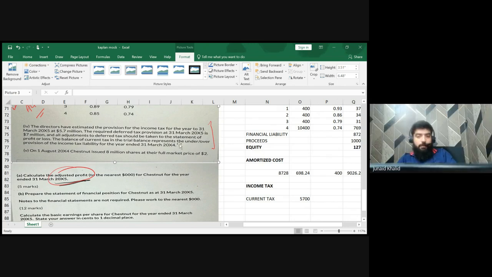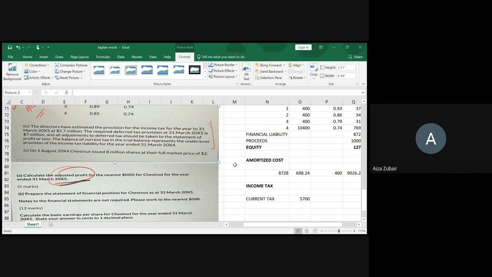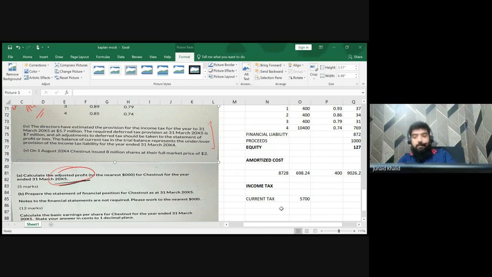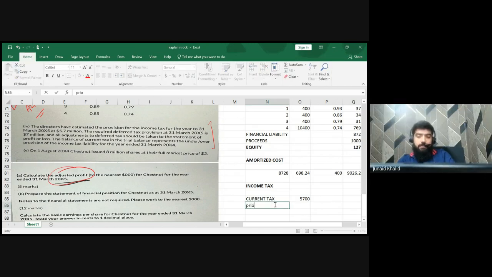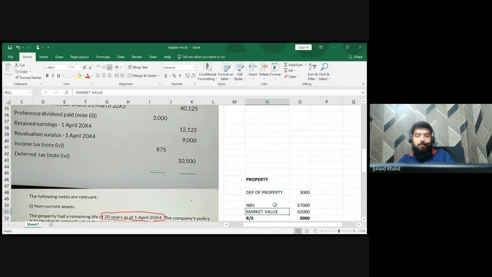Now, this last information, the balance on current tax, is to find the under or over provision. Yes, very good. It's a prior tax, right? Now let me show you the trial balance, and you let me know whether it's the under provision or the over provision. Yes, Aiza.